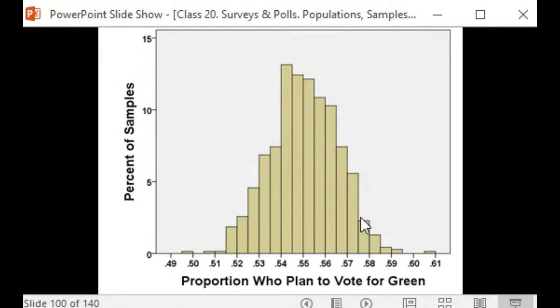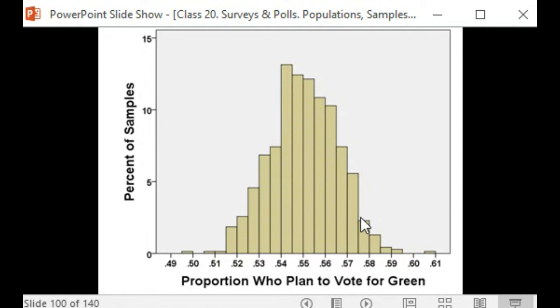So along the bottom, the x-axis represents the proportion who intend to vote for Green. The y-axis on the side represents the percent of samples that had a particular value of p. In a way, it looks like lots of histograms you've seen before in this class. What makes this histogram different is that it doesn't represent individuals. It represents samples. That's why it's called a sampling distribution. It shows the distribution of p in 700 different samples.